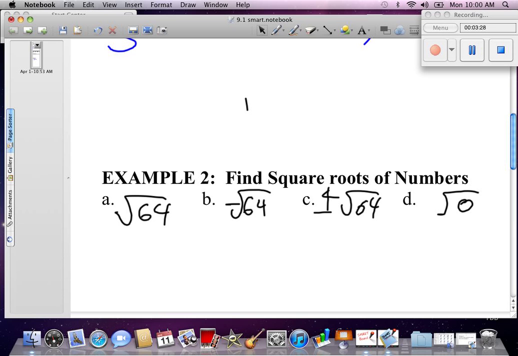All right, Kenya, what did you get for the square root of 64? 8. So, Lisa, what did you get for the negative square root of 64? Negative 8. And Jordan Fraser, plus or minus the square root of 64 would be? What is the square root of 64, Jordan? Isn't it 8? So it would be plus or minus 8. And Matt, what did you get for the square root of 0? 0, because 0 times 0 gives us 0. Okay. All right, let's turn it over, please.